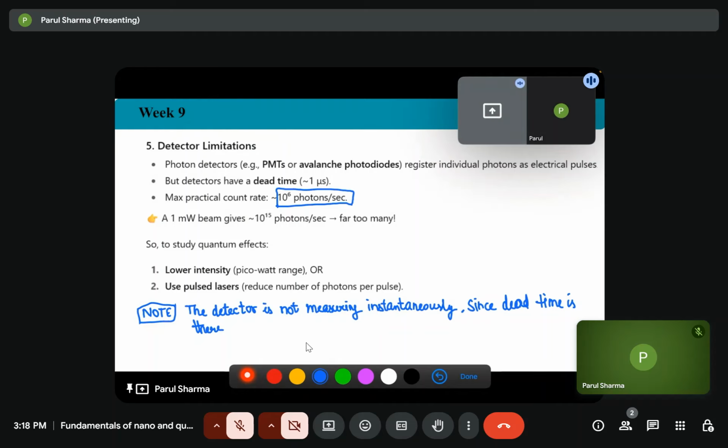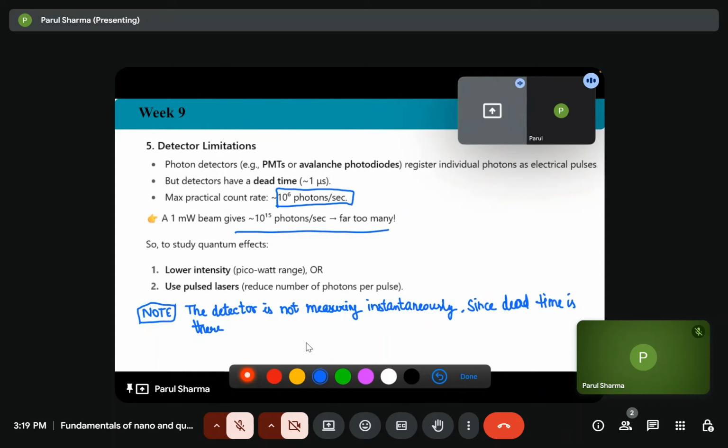So now we saw that a 1 milliwatt laser power is giving us 3 into 10 raised to power 15 photons per second, which is very high. Now if we want to detect, the maximum count rate should be of the order of 10 raised to power 6 photons per second.